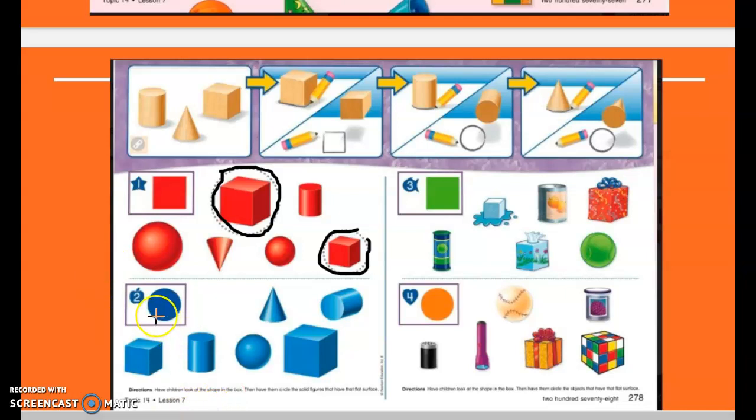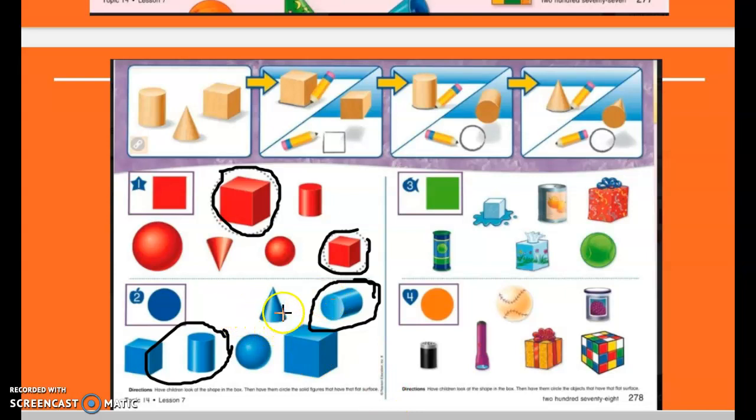Okay, what about for number 2? Number 2 has a circle. Does a square have a flat surface of a circle? No, but a cylinder does. And so does the cylinder. Okay.